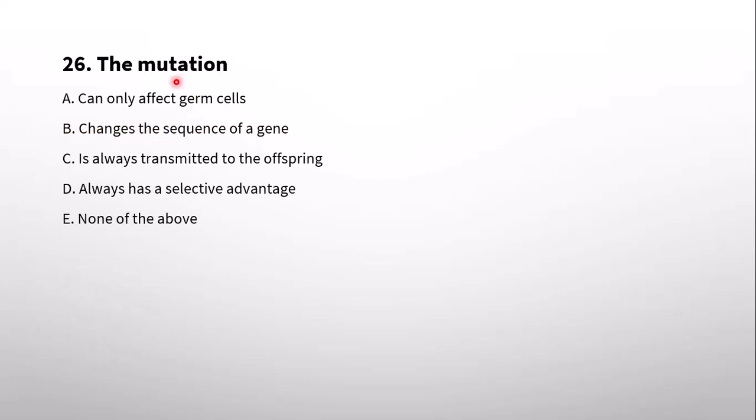Mutation. This can be a tricky question. Anyway, let's read the options. Can only affect germ cells. No. B. Changes the sequence of a gene. Yes, that's the answer, I think. It's always transmitted to the offspring. No. In case of sex cells, it affects the gonads. D. Always has selective advantage. Not really.